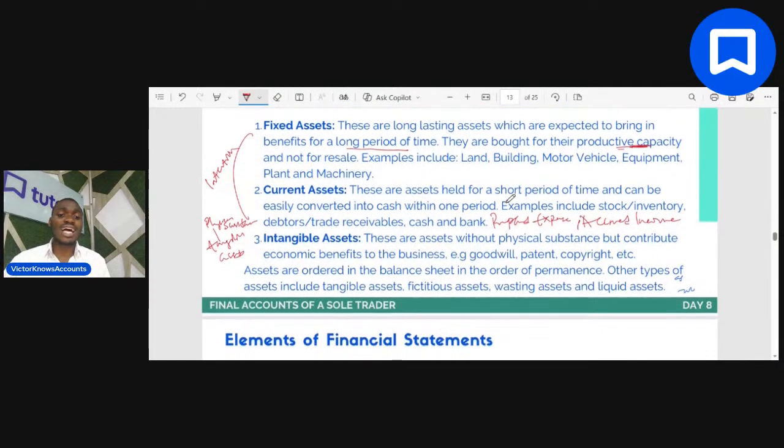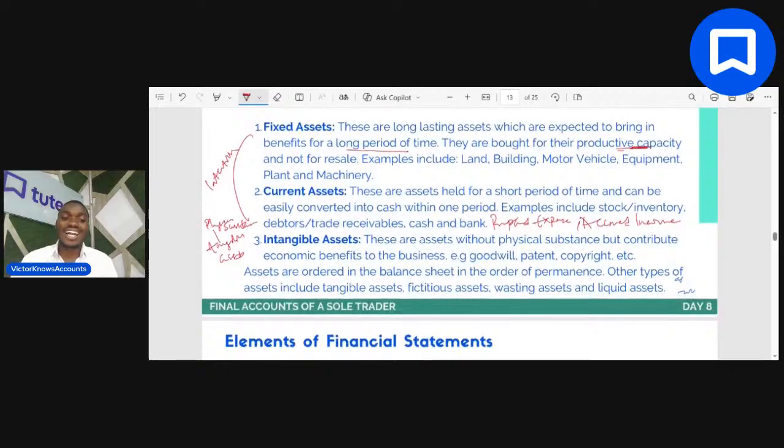Now you should know that assets are arranged in the balance sheet in the order of permanence. That's why when you are preparing your balance sheet, you start with your fixed assets before you write your current assets. It is because it is arranged in the order of how permanent that particular asset is. Do we understand that?